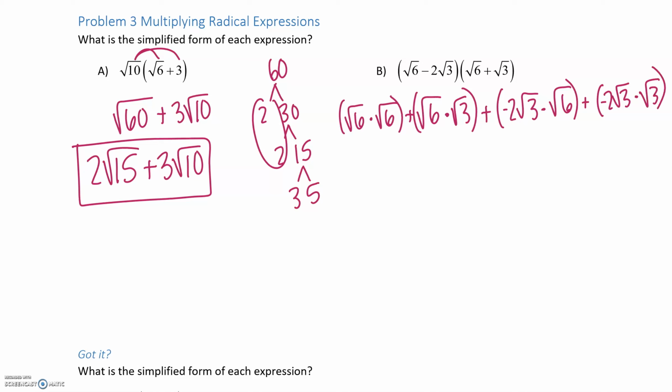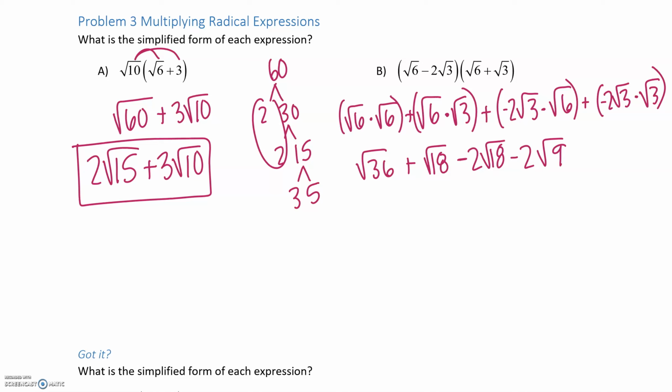So when we do each of these, the square root of 6 times the square root of 6 gives us the square root of 36, plus the square root of 6 times the square root of 3 is the square root of 18, minus 2 square roots of 3 times 6 gives us 2 square roots of 18. And we have minus 2 square roots of 3 times the square root of 3 gives us 2 square roots of 9.